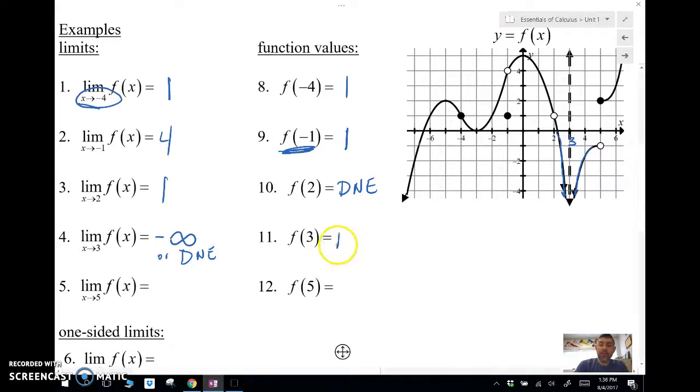F of 3 also does not exist because there's no function value defined for x equals 3. All right, what about x equals 5, or as x approaches 5? Here's 5.